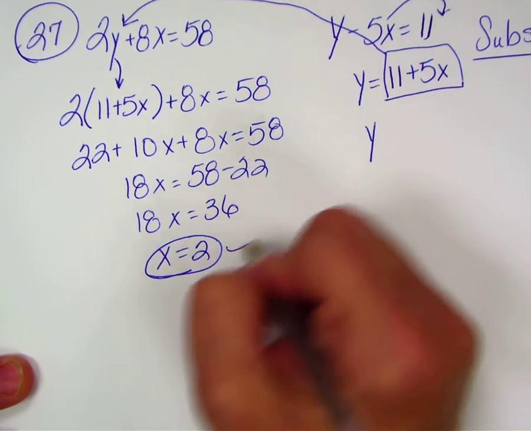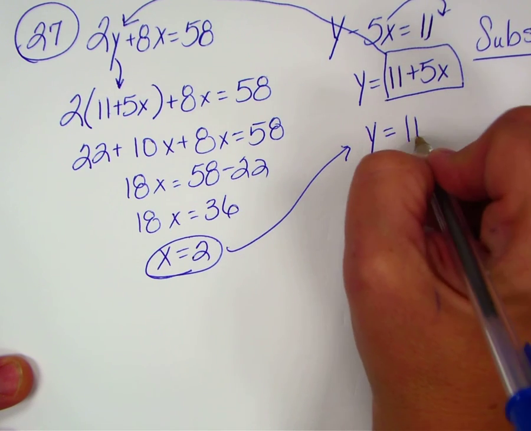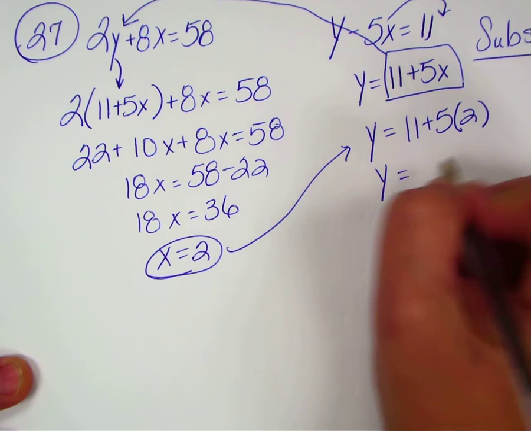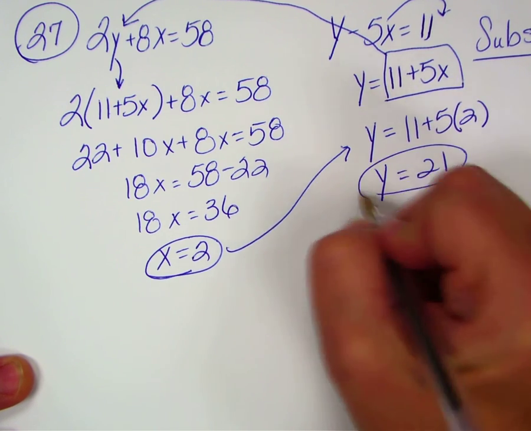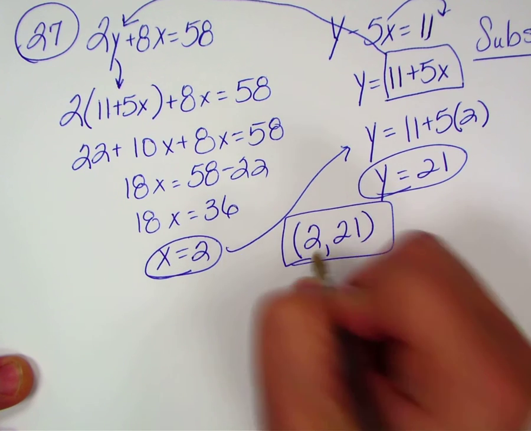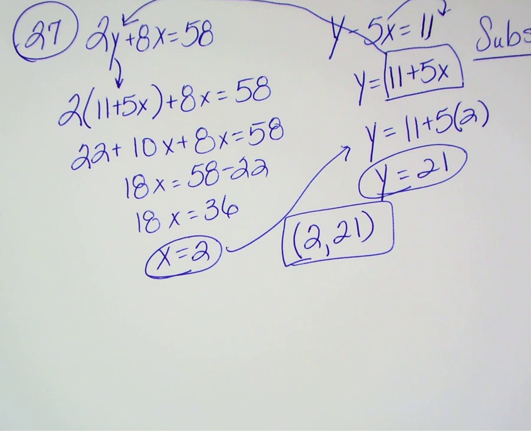So go back up here then. y is 11 plus 5 times 2, because now we know that x is 2. So that's 21. So my answer is x is 2, y is 21, in parentheses, because these are ordered pairs. Now, if you had Miss Sims for Algebra 1, you probably solved both of them for y and set them equal to each other. And that's perfectly fine. That's substitution. That works just fine.